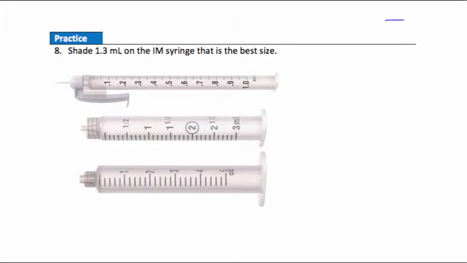Now pause your video player and shade 1.3 milliliters on the syringe that is the best size for an intramuscular injection. When you're done, hit play to see how you did.